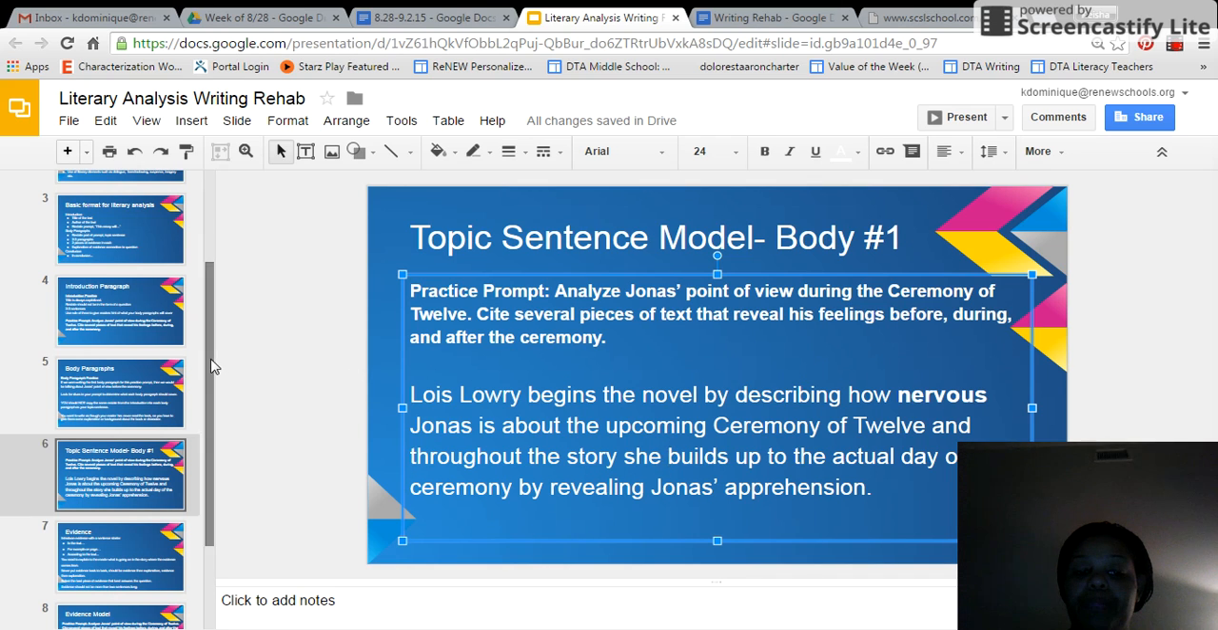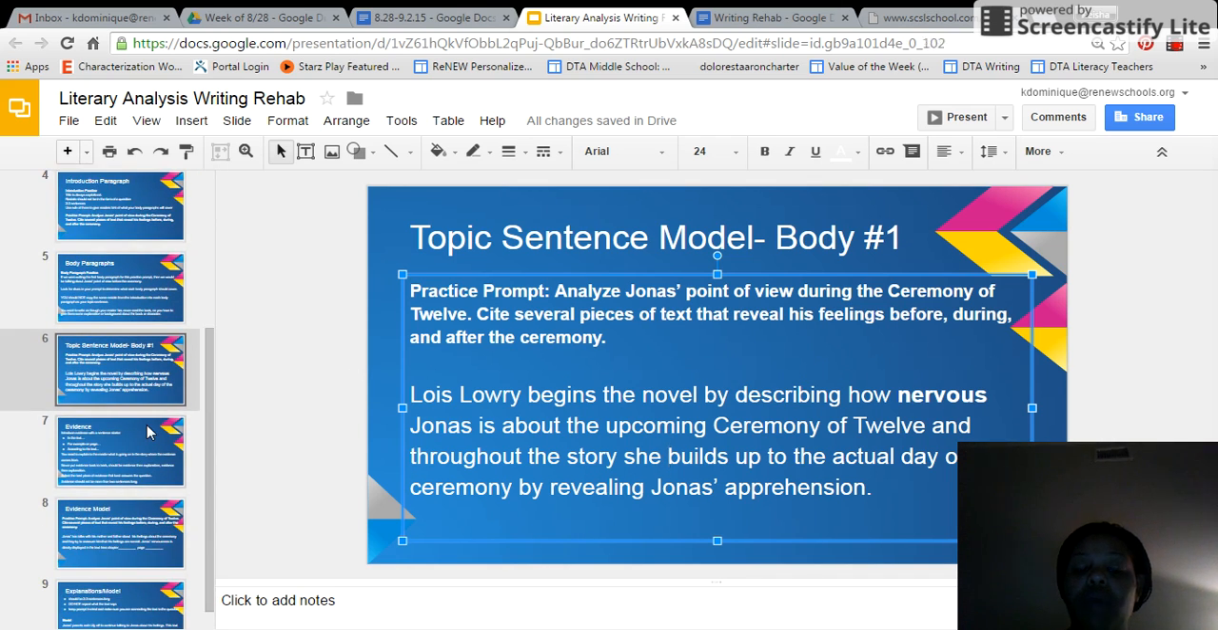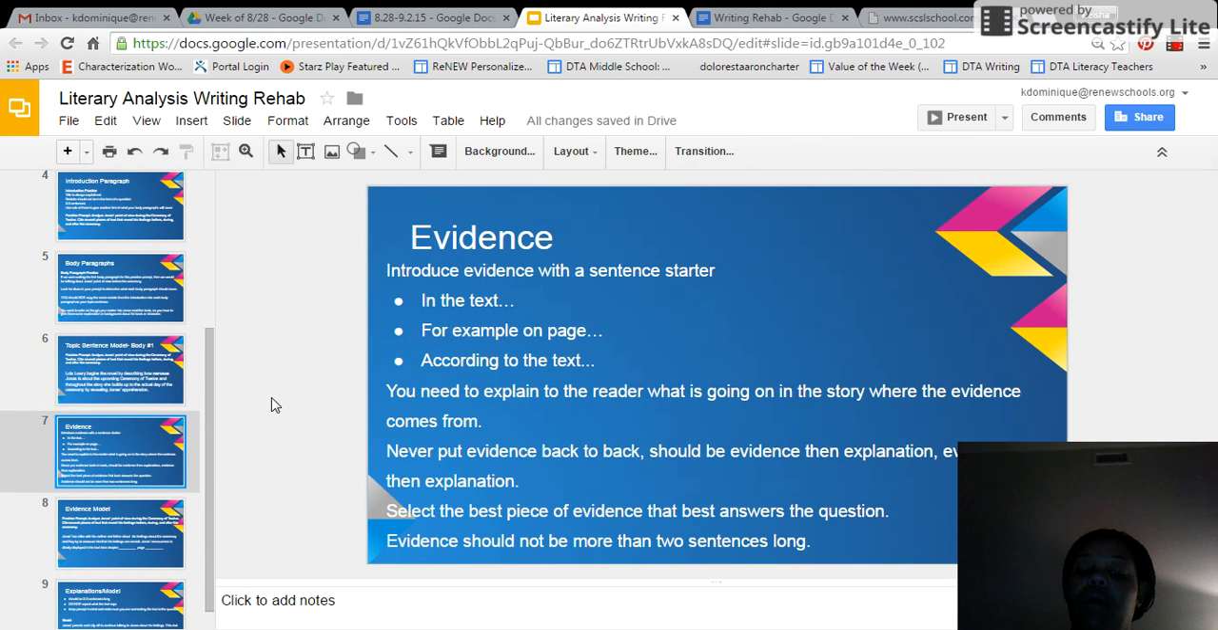Okay. Let's move on to another big problem area, which is evidence. Most of you are not putting in 2 pieces of evidence. But another big problem, you're not introducing the evidence with any type of sentence starter. Some very common sentence starters are things like in the text, or for example, on page such and such, or according to the text.